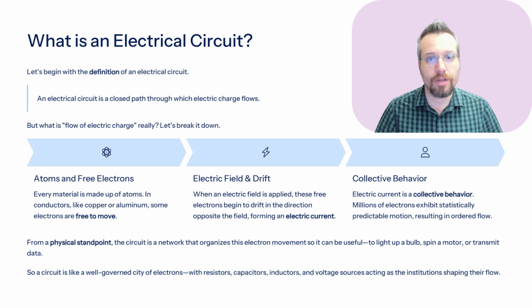Now here's something subtle yet profound. Electric current is a collective behavior. A single electron's motion is random and chaotic. But inside a wire with millions of electrons, their behavior becomes statistically predictable. That's the beauty of physics, order emerging from chaos. So a circuit is like a well-governed city of electrons, with resistors, capacitors, inductors, and voltage sources acting as the institutions shaping their flow.